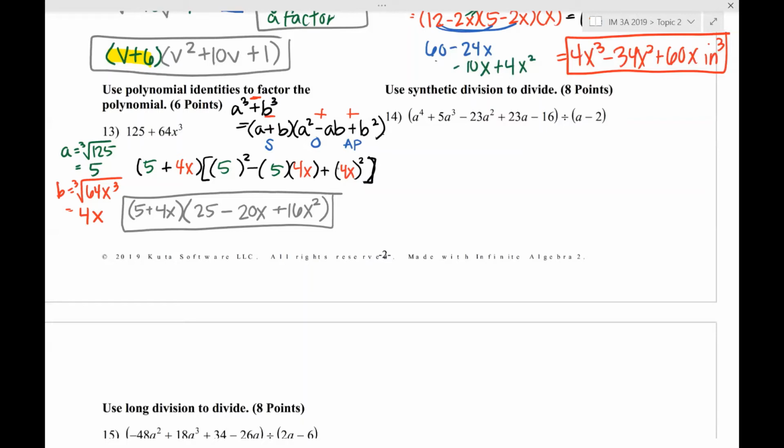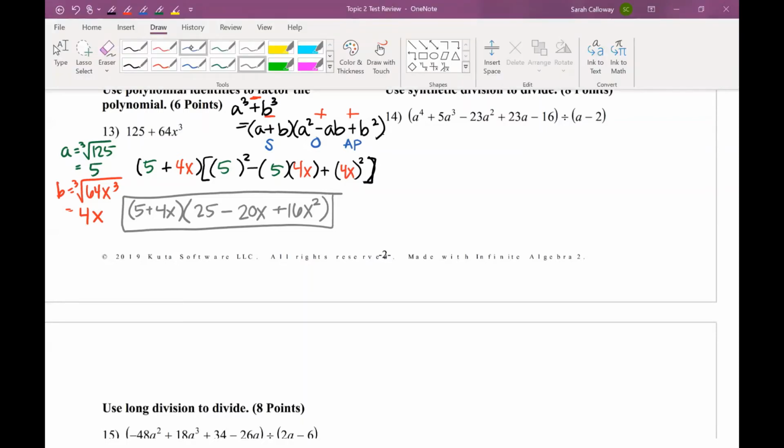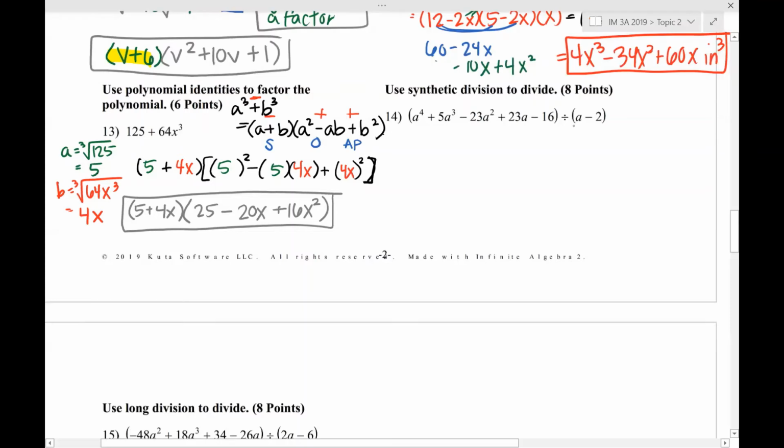For question 14, they are asking us to use synthetic division. So we know that we can because they're telling us we can. Again, we know we can because this is linear with a leading coefficient of 1. So what we want to use is the 0 of this. So the 0 of this would be the number 2. So our divisor, 0 is 2.